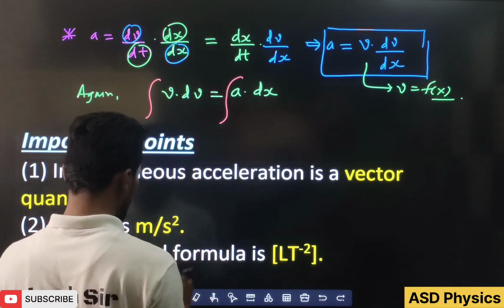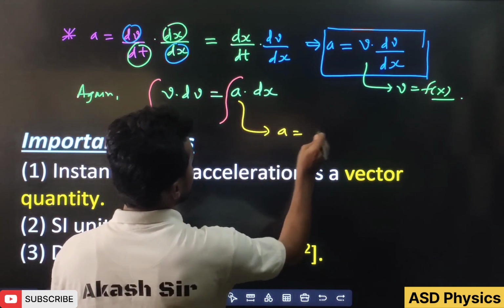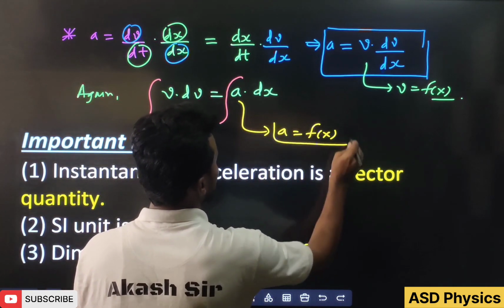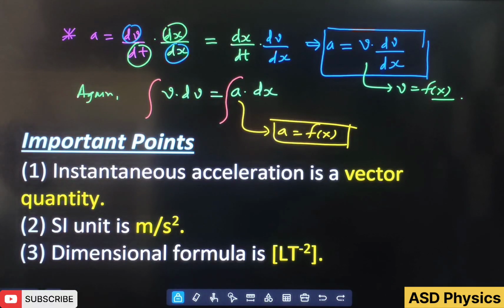Again I am telling that here, this a should be a function of position, only then can we use this formula. Okay, can you see very well how we have done this now?